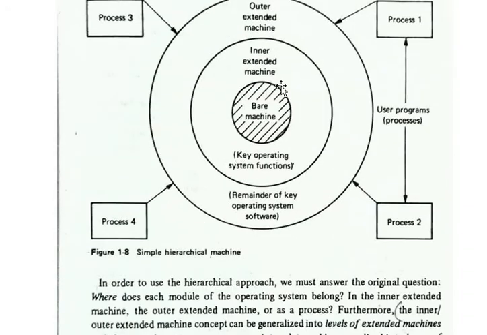So, this is the same as the bare machine. Okay, kernel. Bare machine is kernel. It does not consist of any software. Okay, so the extended machine is the inner extended machine and the outer extended machine. Inner extended machine holds the key operating system functions. Outer extended machine holds the remainder, all the remaining functions are here.